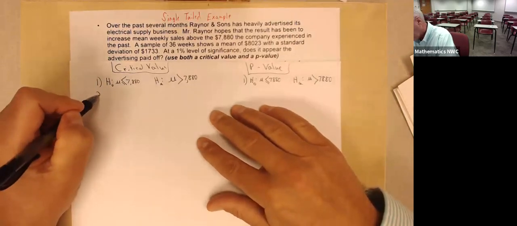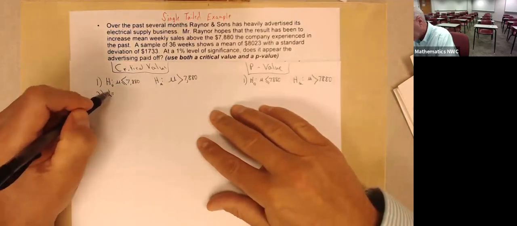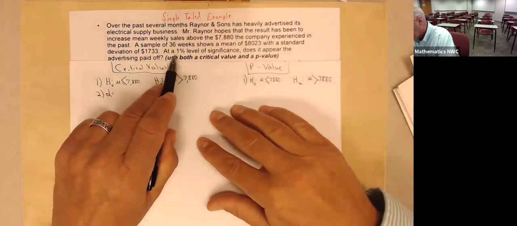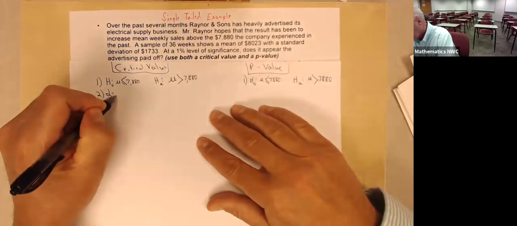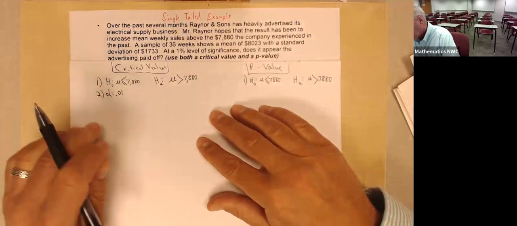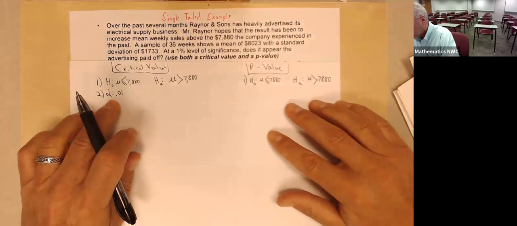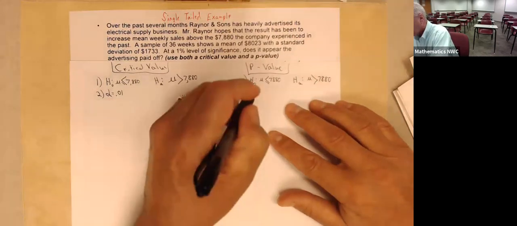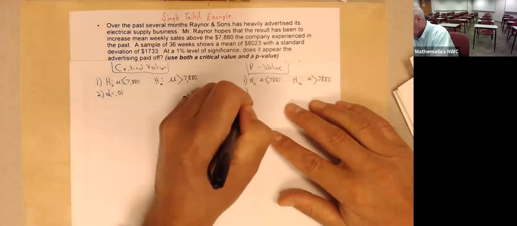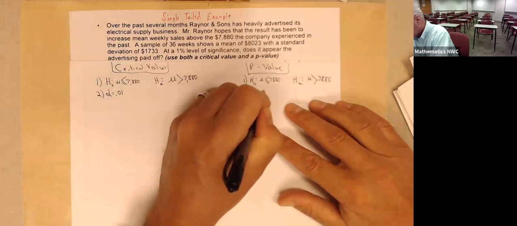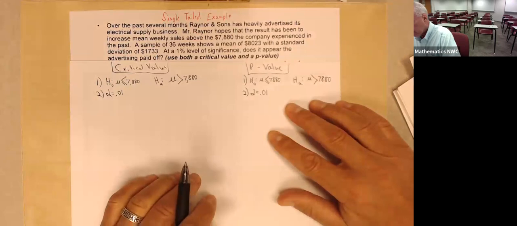Next, I list my alpha level. They gave it to us at 1%. If they hadn't given us any, we would have gone with the default, which is always 5%. But they gave me one. It's a pretty serious one. I have to show with 99% certainty that their advertising has paid off. That's going to be hard to do. It would be the same over there.